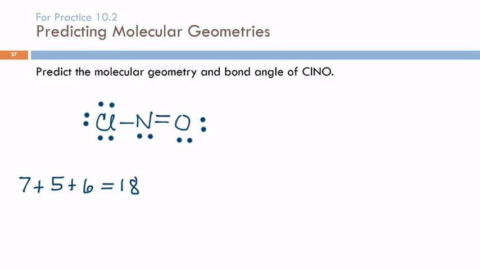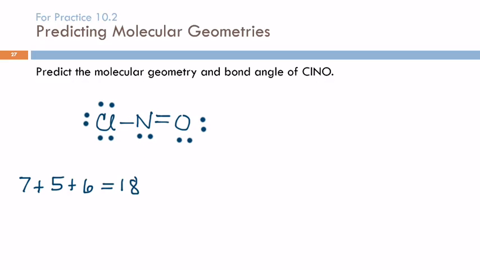Wait, which one? Nitrogen, the central atom. How many electron groups? I thought it was lone pairs and then any bonds. Yeah, but a double bond is 1. Single bond is 1. Lone pair is 1.